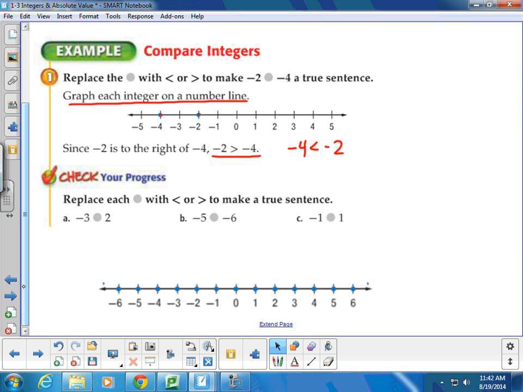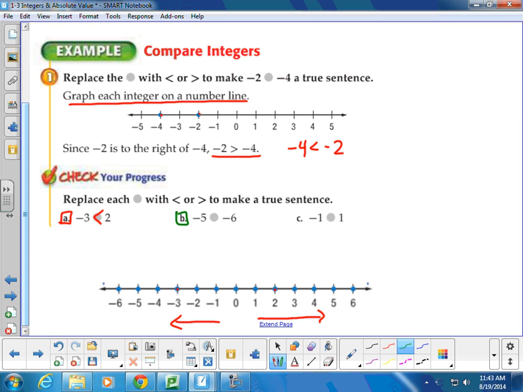So we can try A through C on the bottom here. My suggestion is just to graph them. If you don't need to graph them, that's fine. For this first one, I may not need to graph because this 3 is negative, this 2 is positive. And what I learned up above was that to the left are the negatives, which are less. To the right are the positives, which are more. So I can write negative 3 is less than 2. And I could check that. Negative 3, 2. Yep, it's less than because it's less than 0.